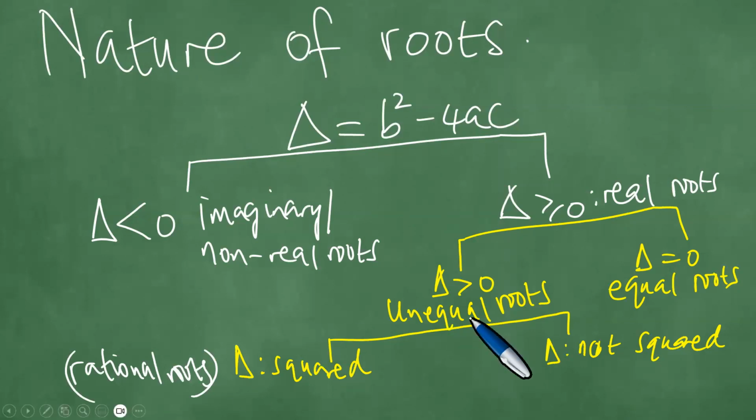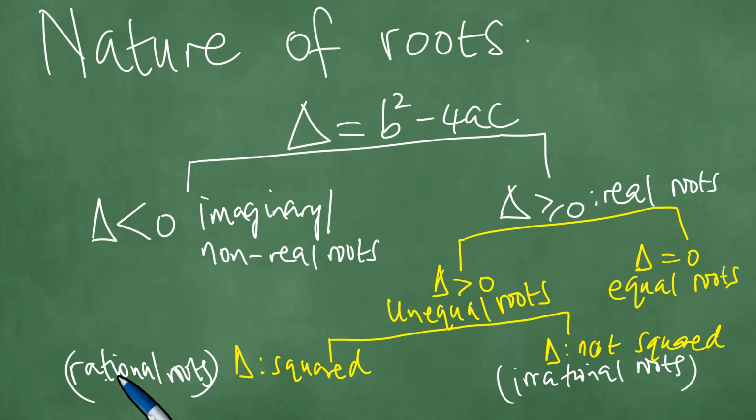Okay, if it's not squared, then you have irrational roots. This is just a mind map on the nature of roots. Let's look at a small example.